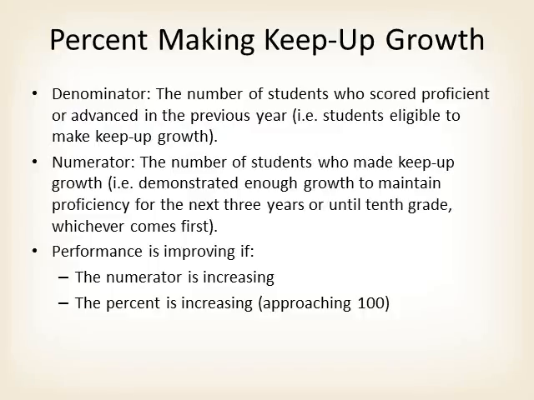The percent of students making keep-up growth includes the number of students who scored proficient or advanced in the previous year, in other words, students eligible to make keep-up growth, and divided by the number of students who made keep-up growth, in other words, demonstrated enough growth to maintain proficiency for the next 3 years or until 10th grade, whichever comes first. Performance is improving in this case if the numerator is increasing or the percent is increasing or approaching 100.